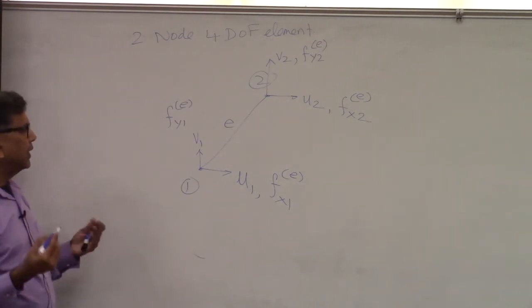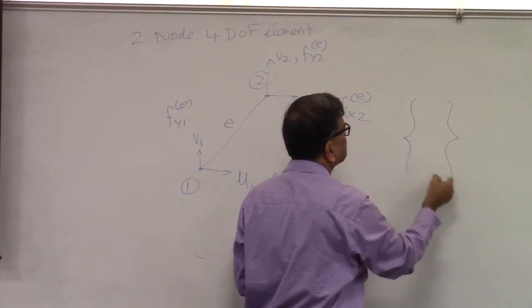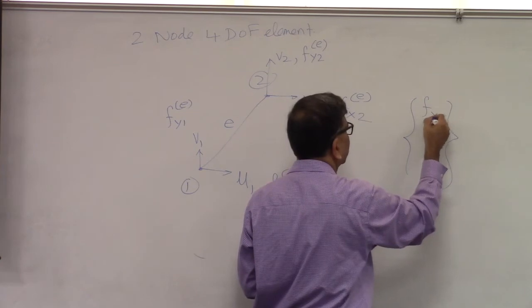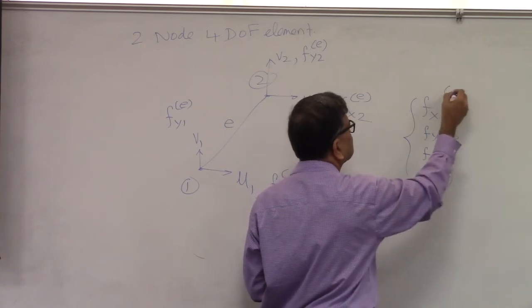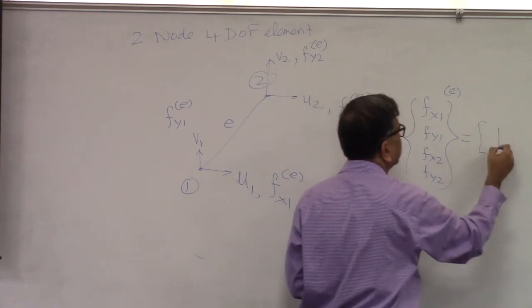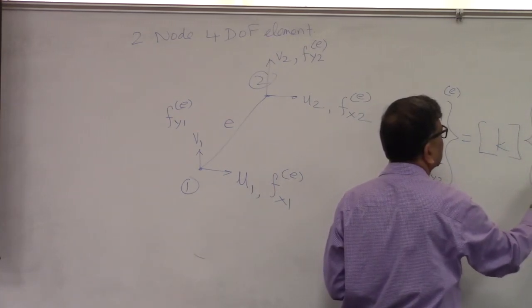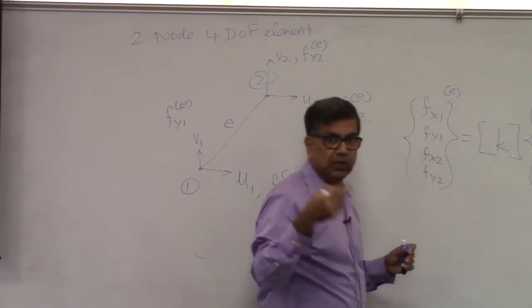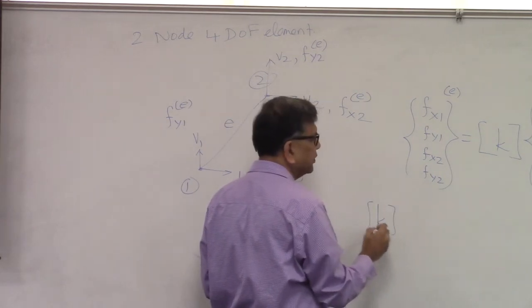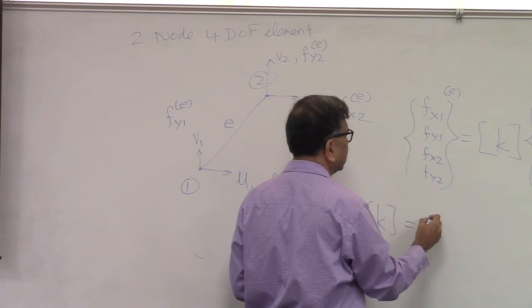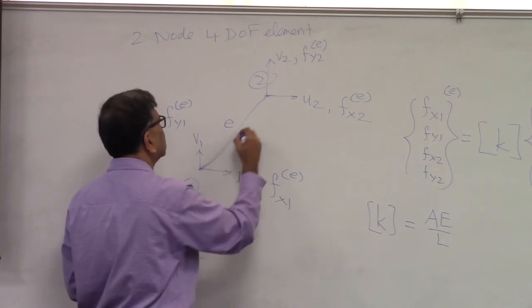Okay, so in finite element, our goal is always to derive a stiffness matrix that relates these four forces, fx1, fy1, fx2, fy2, acting on the element, to the four corresponding degrees of freedom, u1, v1, u2, v2. I'm not going to go through the derivation, that is in the tape. Finally, we derived what is called the element stiffness matrix. The element stiffness matrix is given by a common factor AE over L. What is A? Area of cross section of the truss member.